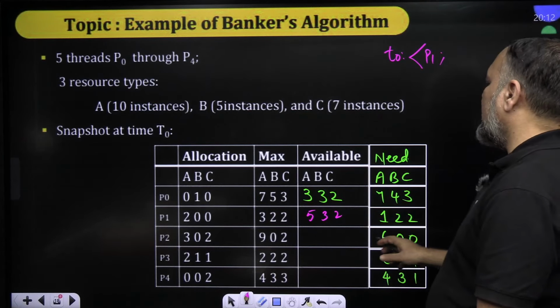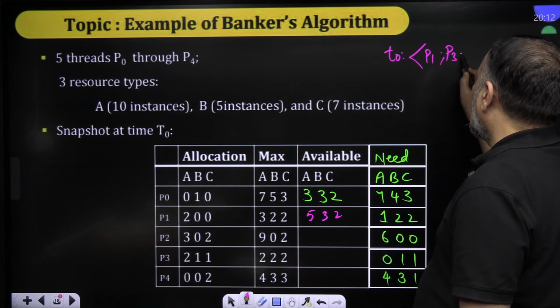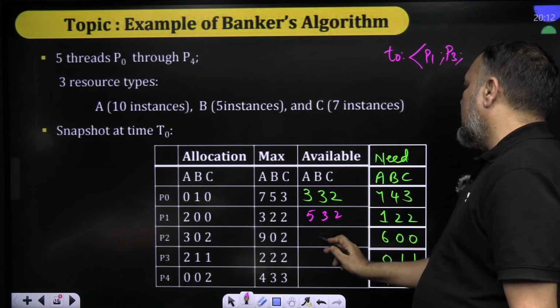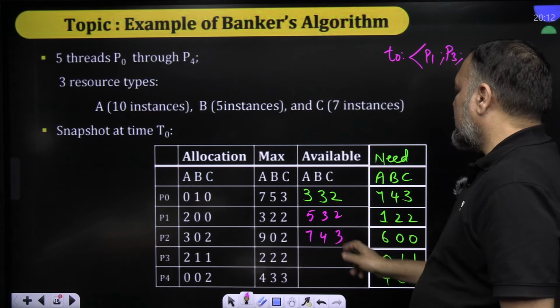Can I meet the requirement or need of P2? No. Need of P3? Huh, P3 we can satisfy. After completing P3, my new available will become 7 4 3. Kyon? Add 2 1 1 to 5 3 2, 7 4 3.